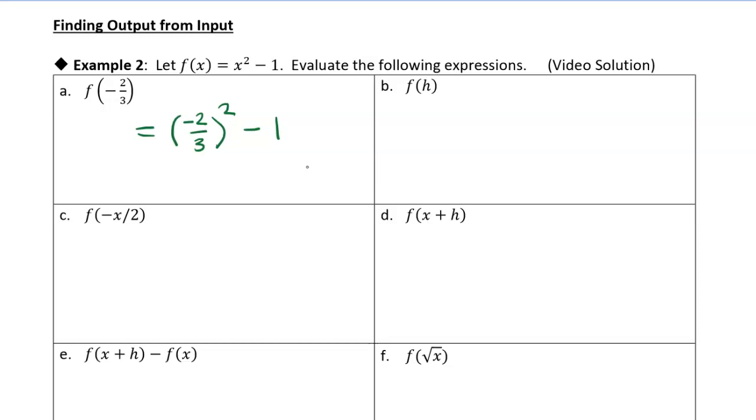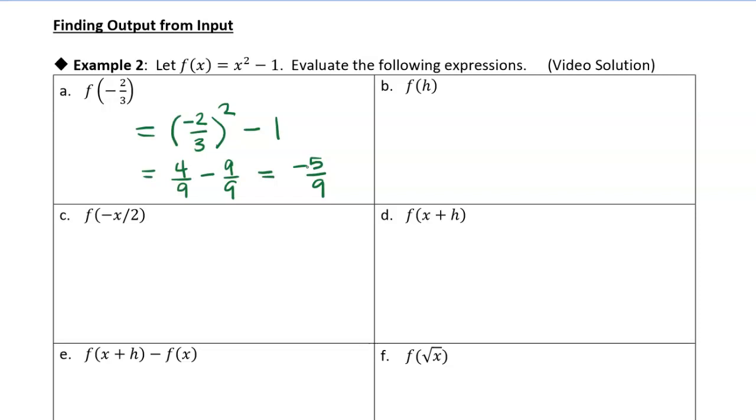This means negative 2/3 times negative 2/3, which is a positive 4/9. Okay, we're taking negative 2/3 times negative 2/3. And then we're going to subtract 1. Now I can write 1 as 9/9, because I need a common denominator. And then 4/9 minus 9/9 is going to be a negative 5/9. All right, so that's the value of the function at negative 2/3.